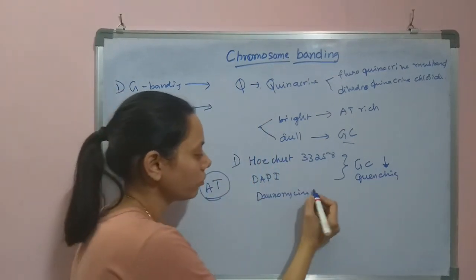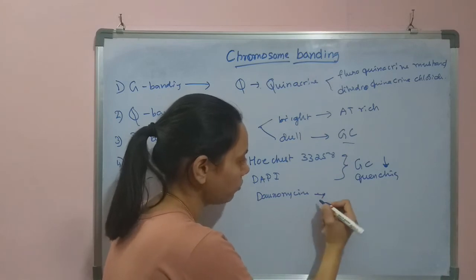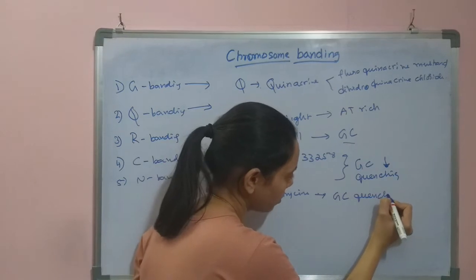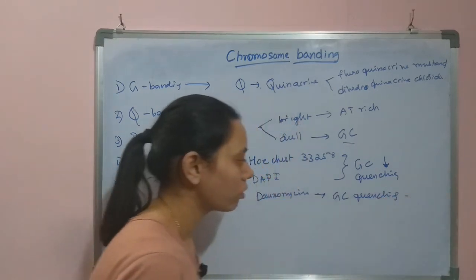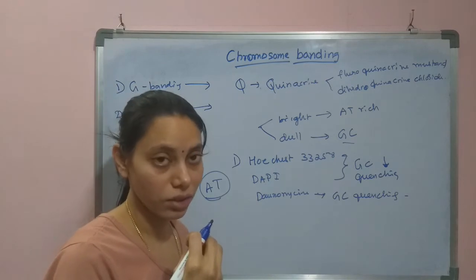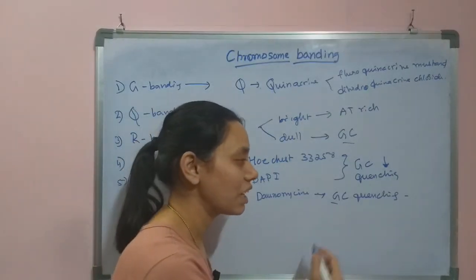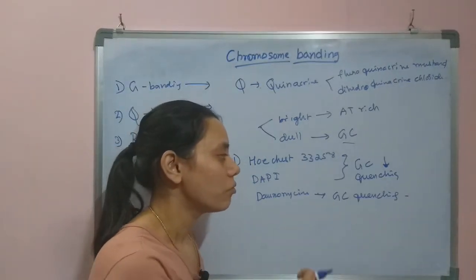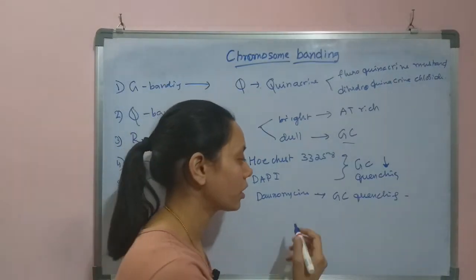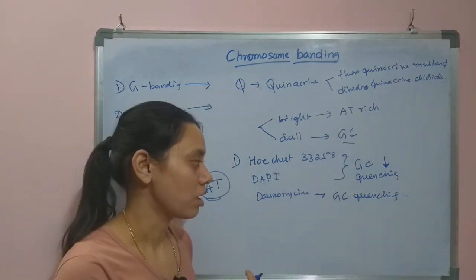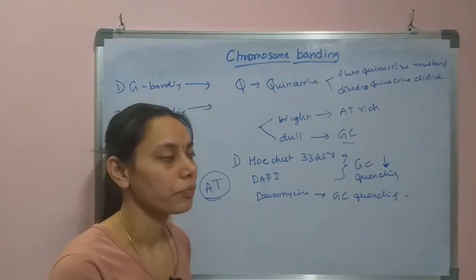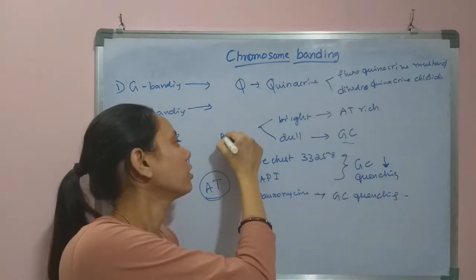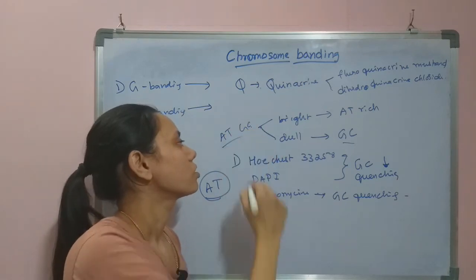And coming to the other, Daunomycin, where the GC quenching is high, that means the difference between the GC and AT rich regions is high, due to which a very particular banding pattern will be obtained using the Daunomycin dye. So these are the basic dyes that are used to distinguish AT and GC rich regions.